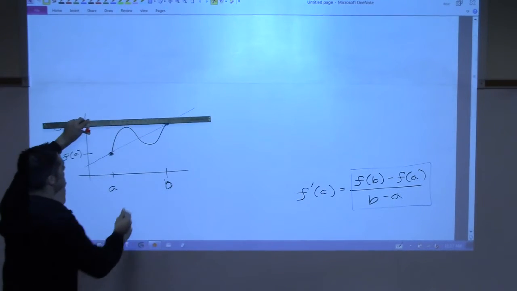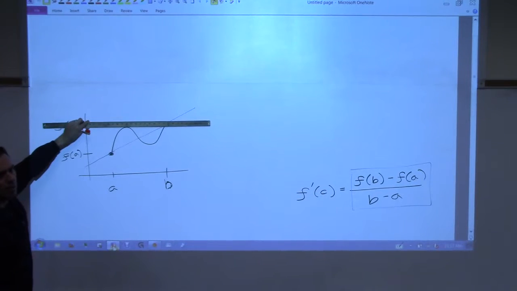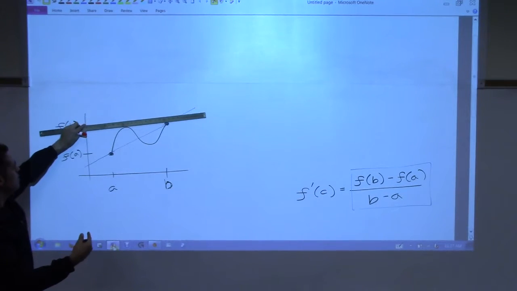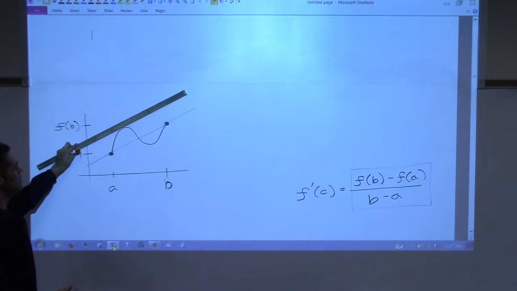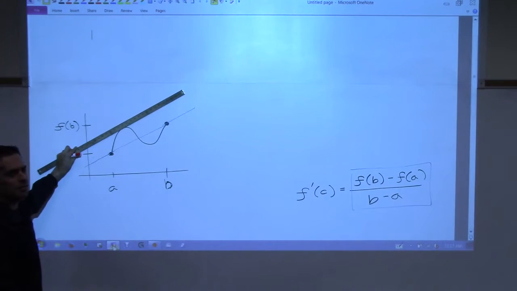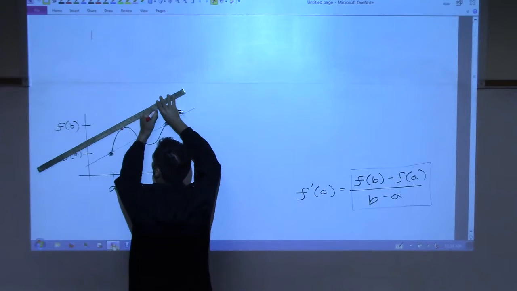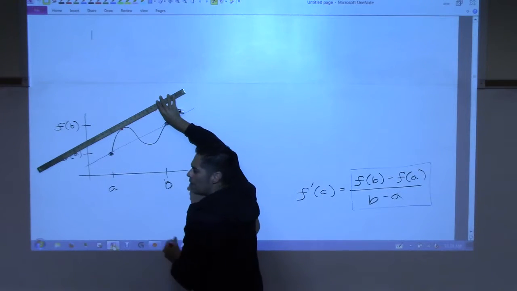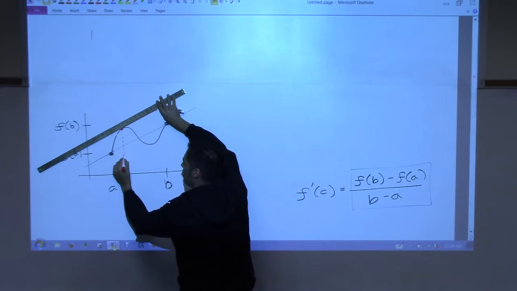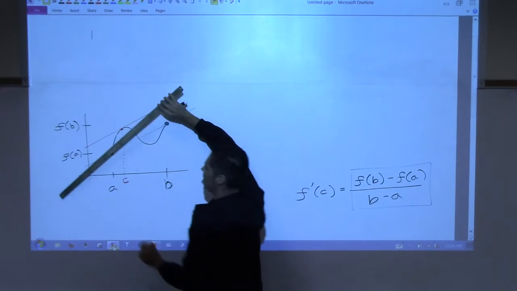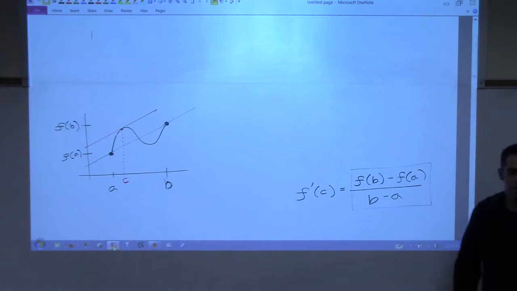Is it right there? No. A little to the left of that, right? So I start moving to the left. Somewhere around in here, it's going to run parallel. Good enough? And that corresponds to some c in here. So there has to be at least one.